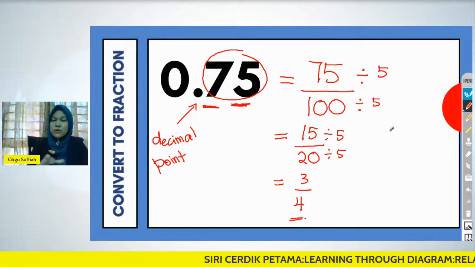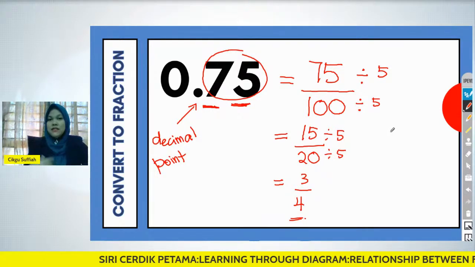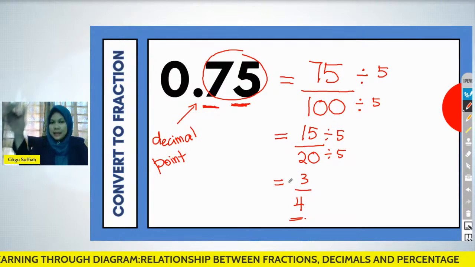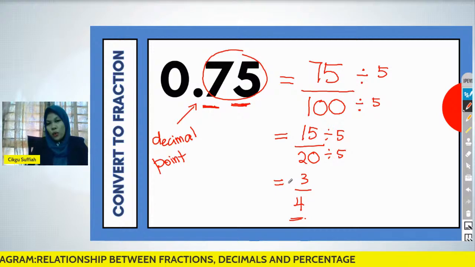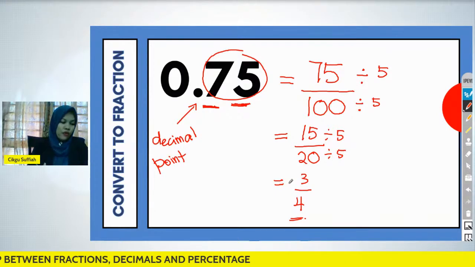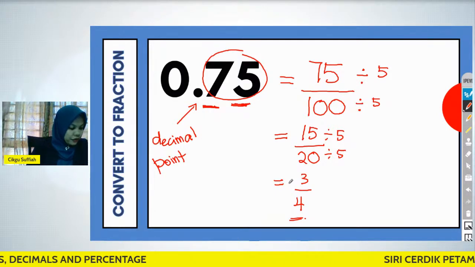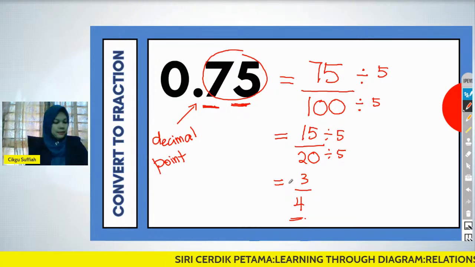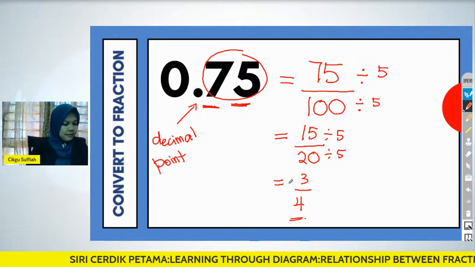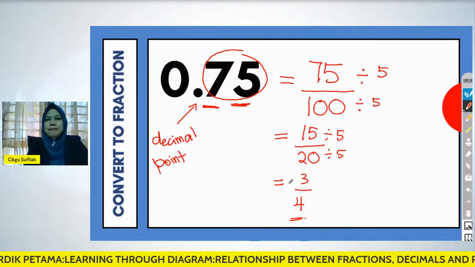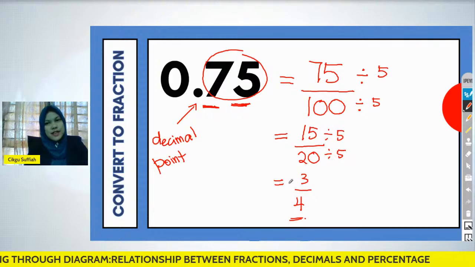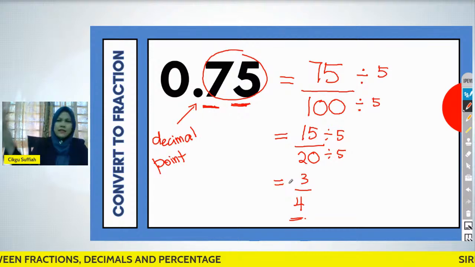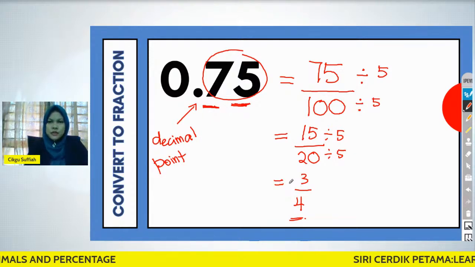But if you know that you can divide by 25 straight away, meaning 75 can divide by 25 actually, then you can get 3 over 4 straight away. Not 3 over 5, sayang, 3 over 4. If you are used to it, you know that 75 can divide by 25. But it's actually no problem if you divide by 5 and then divide by another 5. No problem at all.